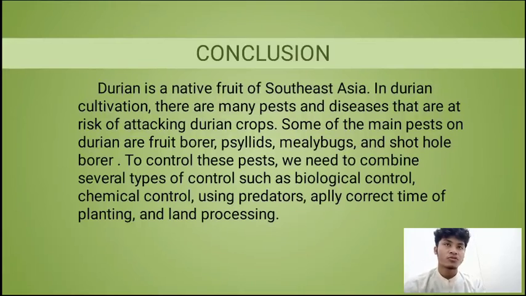Okay, the last is the conclusion. Durian is a native fruit of Southeast Asia. In durian cultivation, there are many pests and diseases that are at risk of attacking durian crops. Some of the main pests on durian are fruit borer, psyllids, mealybugs, and shoothole borer. To control these pests, we need to combine several types of control such as biological control, chemical control, using predators, applying the correct time of planting, and then processing. But remember, chemical control is the last protection.